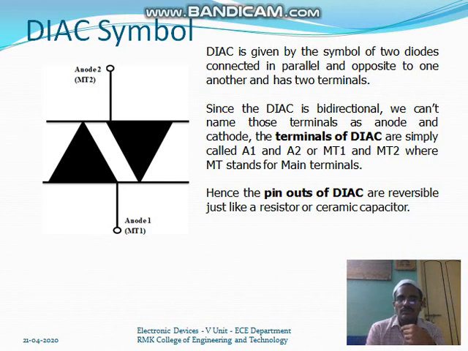Then it consists of two terminals here, so we call these two terminals main terminals. So it has been written as anode 1 and anode 2, and it is better to call them main terminals, that is MT1 and MT2. So DIAC has two terminals, MT1 and MT2.